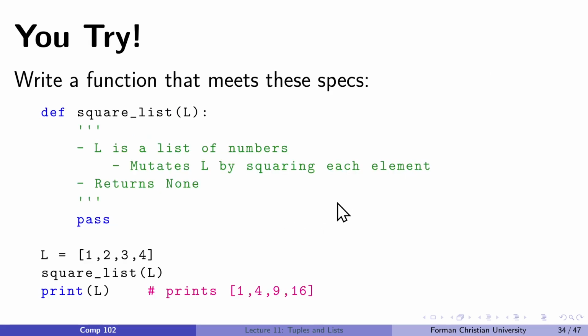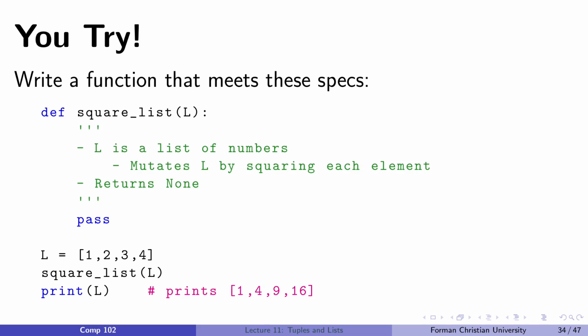All right, your turn. You have to write a function called square list. Basically, it mutates the list L by squaring each element, and it should return None. It should return nothing. The mutation is the whole point here. So after calling square list on the list 1, 2, 3, 4, the list should become 1, 4, 9, and 16, the square of all these numbers.